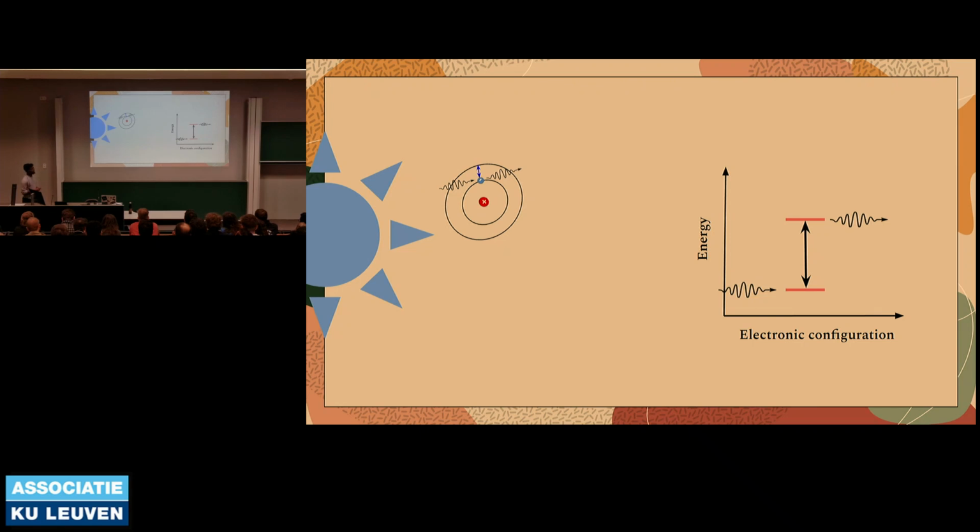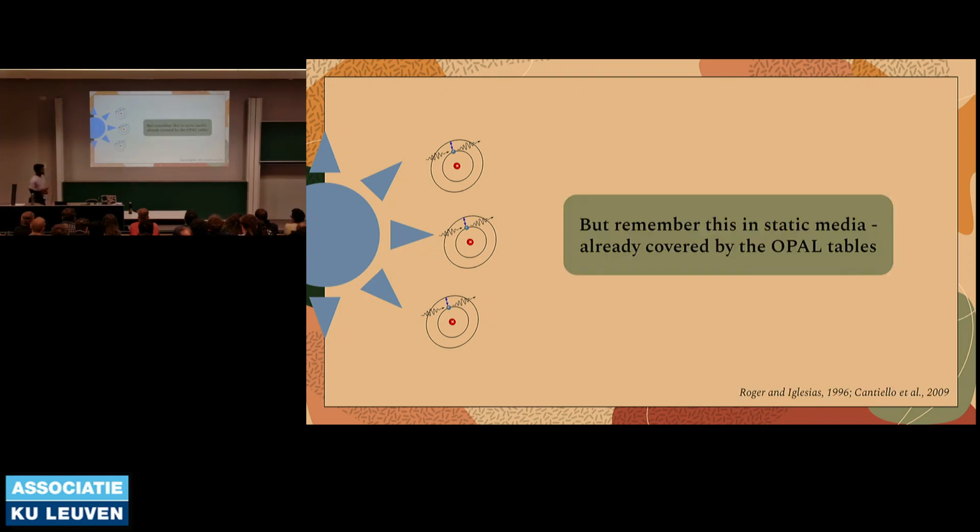and it interacts with your line, and then it pushes. It supplies a little bit of momentum to your atom, and this gives the atom a little push, right? So this is what I mean by having an opacity. But imagine there are several of these atoms, and they will all interact, right? But this is already covered in your OPAL tables.